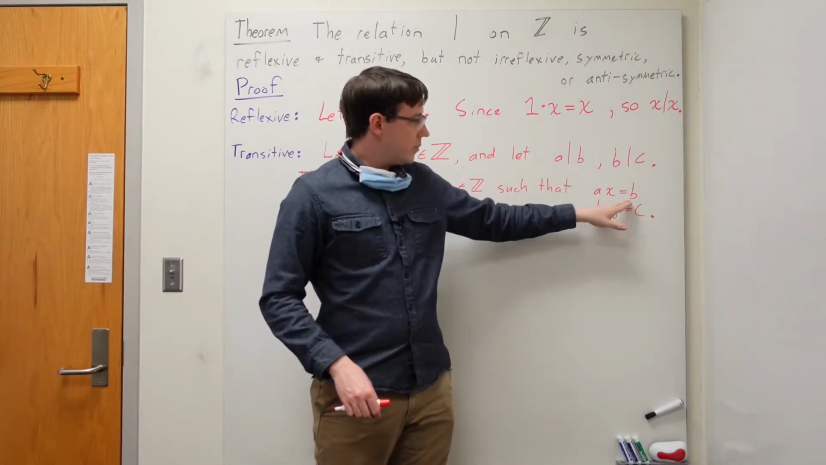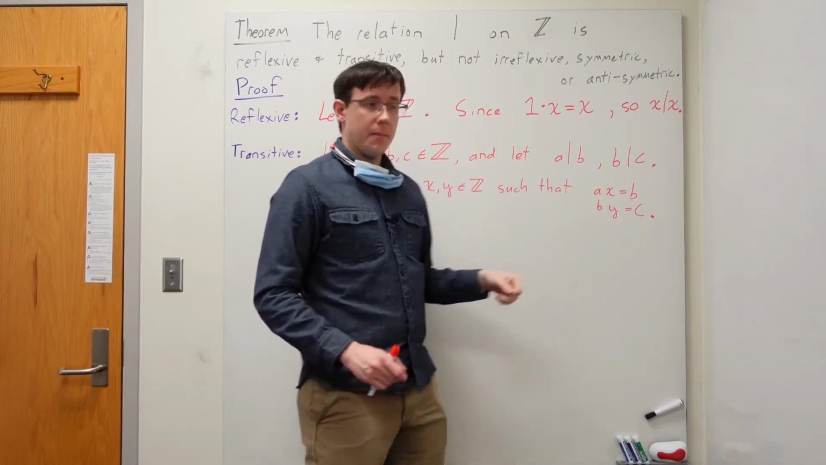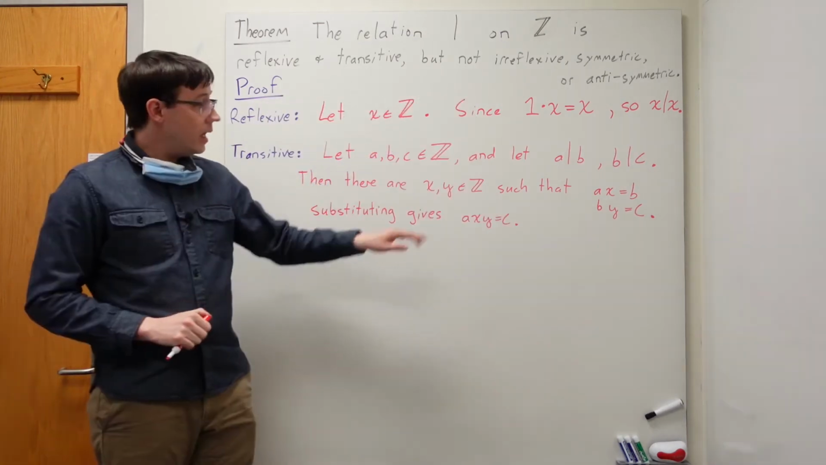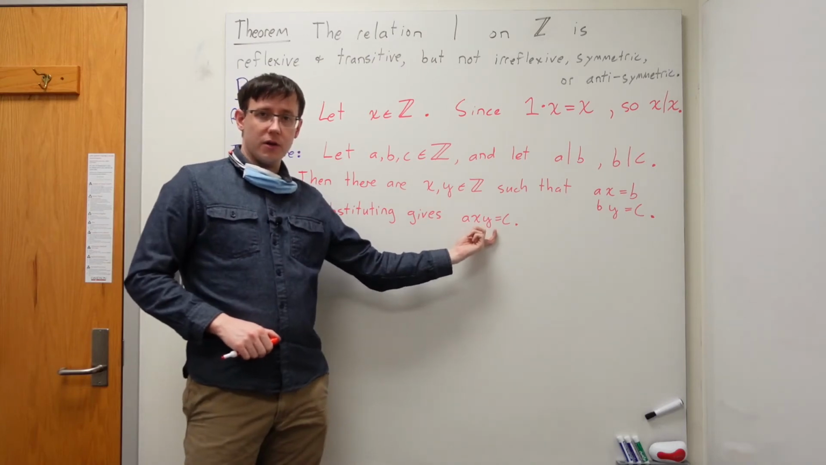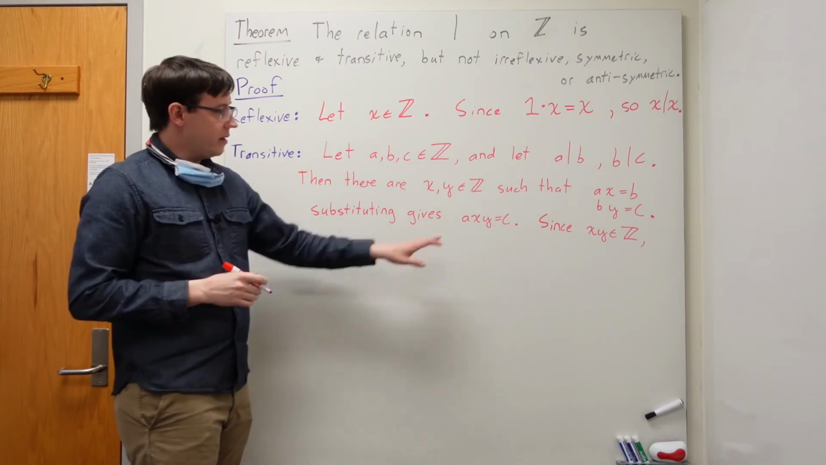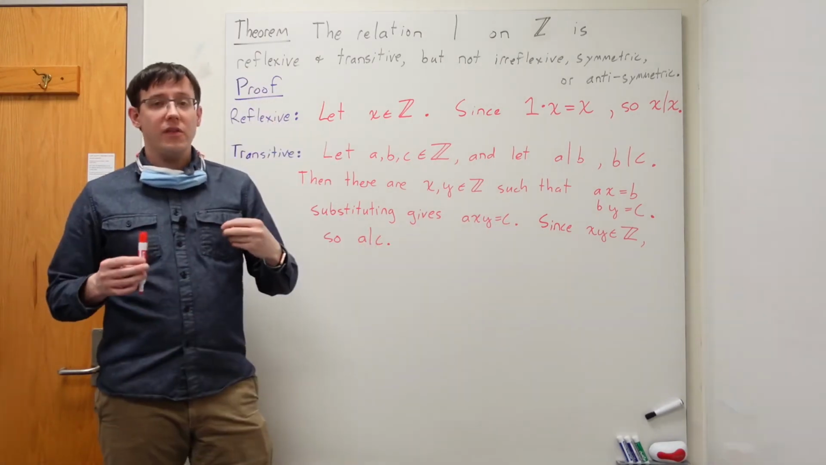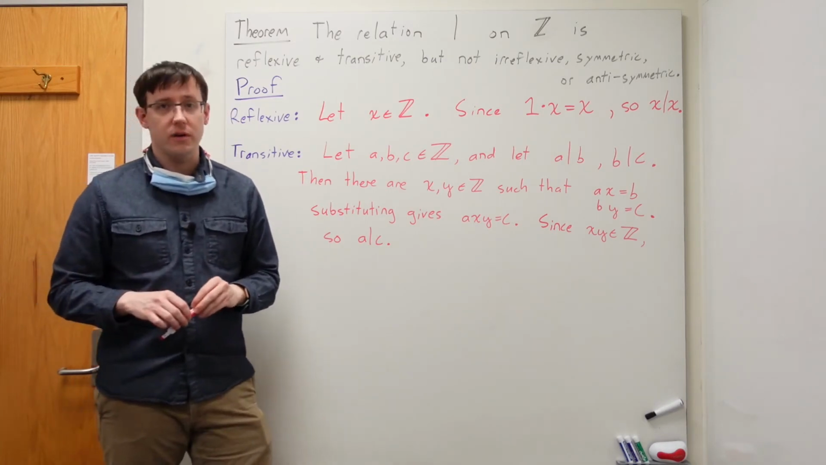So then we can substitute for B and get that AXY equals C. And since x and y were both integers, their product is an integer, which means that A divides C, which means that the divides relation on the set of integers is transitive.